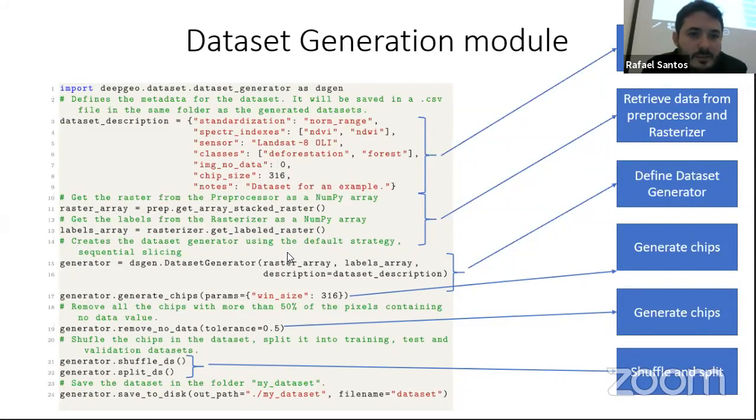So here is another example of the dataset generation module, where you also have several different structures to customize your dataset if you need. You can save the metadata together with the dataset for loading in the future, for consulting or keeping track of your experiments. And you can slice the image with different strategies, randomly or sequentially, with or without overlap.